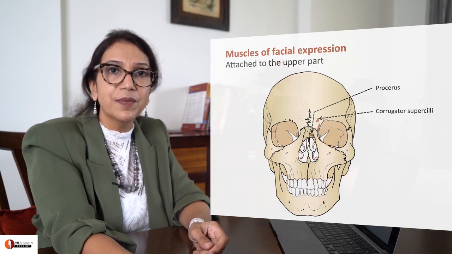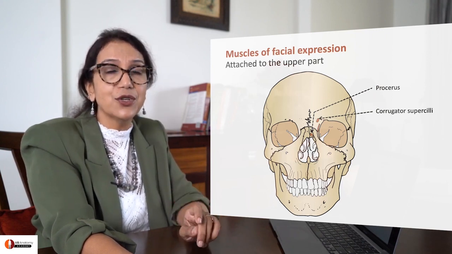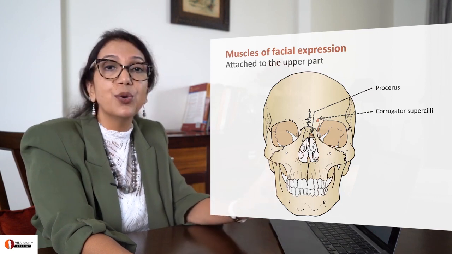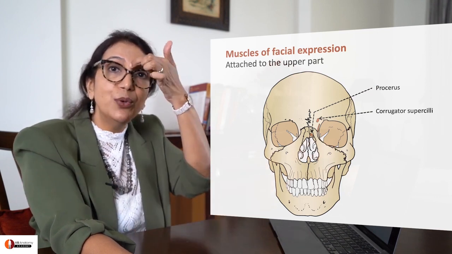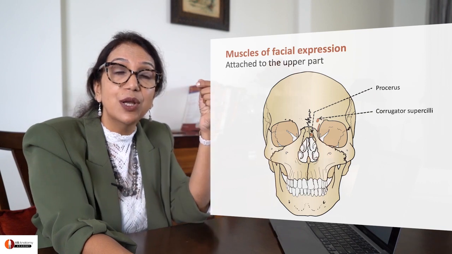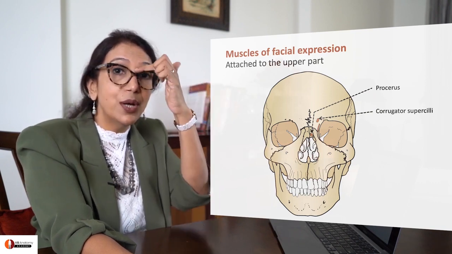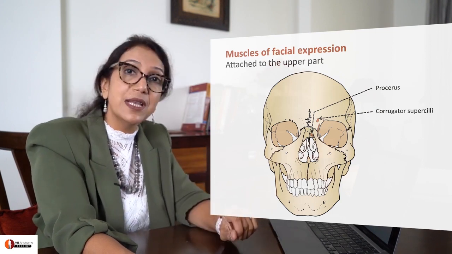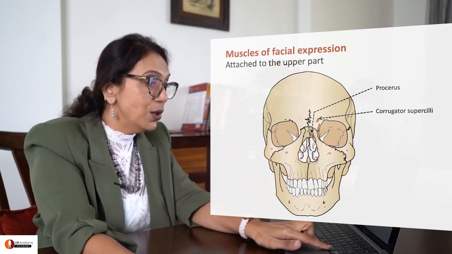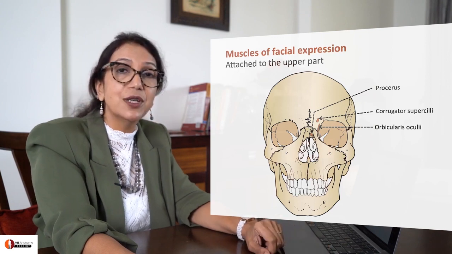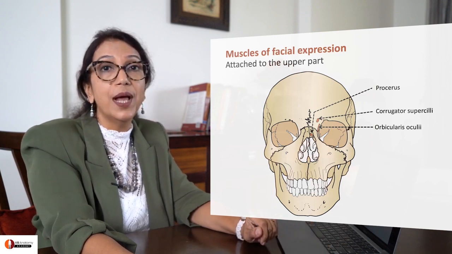Okay? This frowning action is produced by procerus and corrugator supercilii. They help you to create vertical creases on your forehead by corrugator supercilii and horizontal creases by the procerus muscle. Also, you find one more muscle attached here, orbicularis oculi.